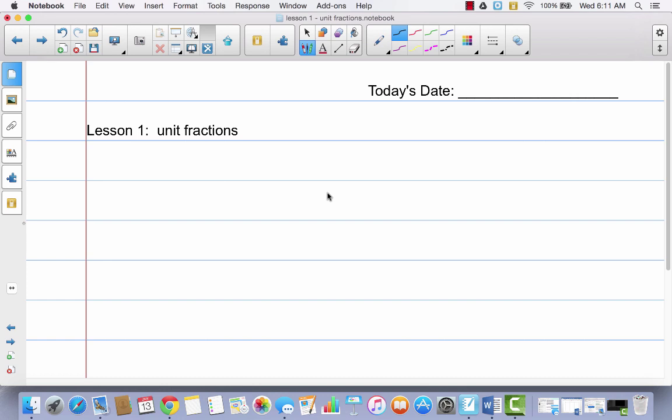We're going to be folding some paper to represent fractions, and we're also going to be writing some addition sentences in our math journal. So you're going to need all of those things, a pencil, your 3 strips of paper, and your math journal. Whenever you're ready, come back.